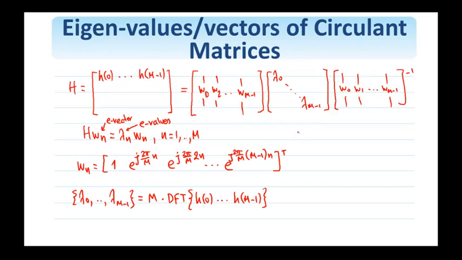So I can write any circulant matrix H as W D W minus 1, where again D is this diagonal matrix that has at its diagonal the discrete Fourier transform of the first row of the matrix.